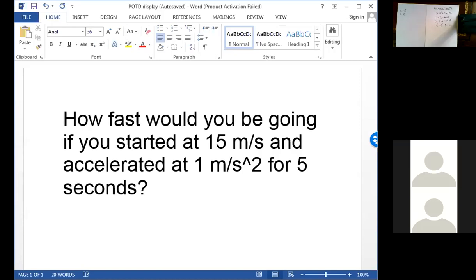The time, yeah. What's the time going to be? 5 seconds. Right, thanks, Angel. 5 seconds for the time. Okay, so we've got 3 givens down, so that sounds good. And then what would be our unknown? What are they asking us for in this problem?